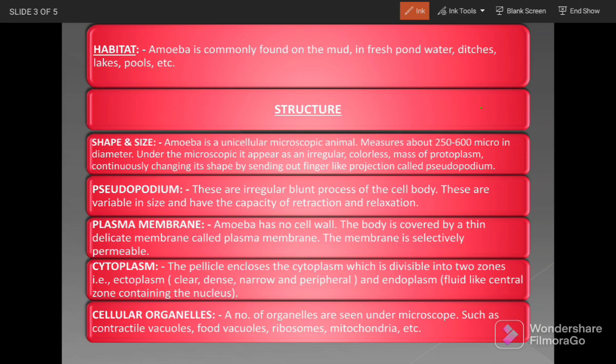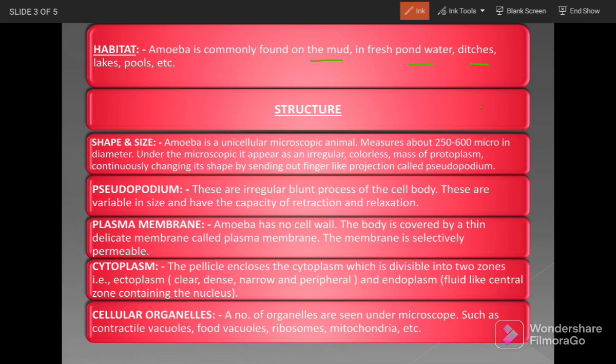Amoeba is commonly found on the mud, in fresh pond water. If you take a sample of water and observe it under the microscope, then you can find the amoeba. If you collect a sample of fresh water from a pond near your house or surroundings, you can find amoeba when you observe it under the microscope.